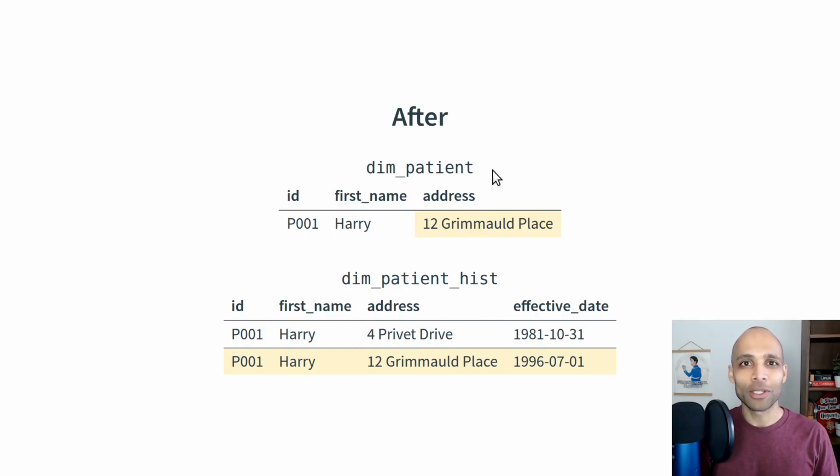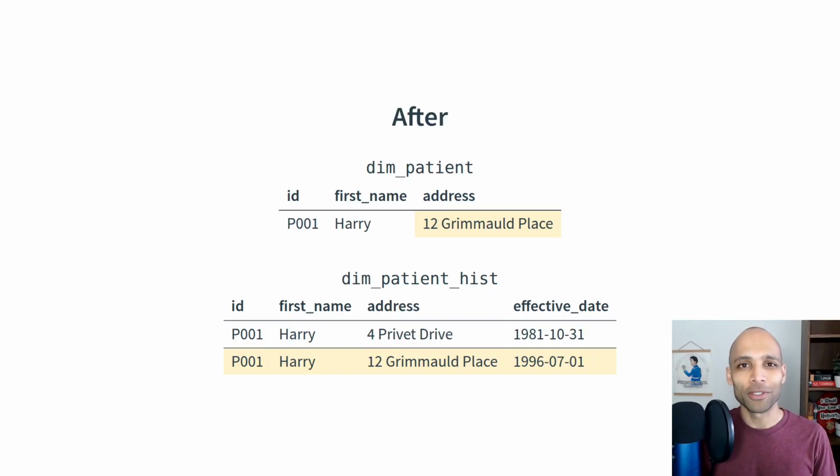Type 4 SCDs keep the current dimension table small, which makes it faster for querying. We also don't have to worry about multiple records representing the same thing like we did in Type 2. Here, in this Type 4 dim patient, we only have one record for Harry. And for those few times we need a full historical analysis, we can use the historical table. Like any good Pokemon, SCDs continue to evolve to Type 5 and Type 6, but I've never seen them in practice. Most of the time, engineers are happy with just Type 1 or Type 2.